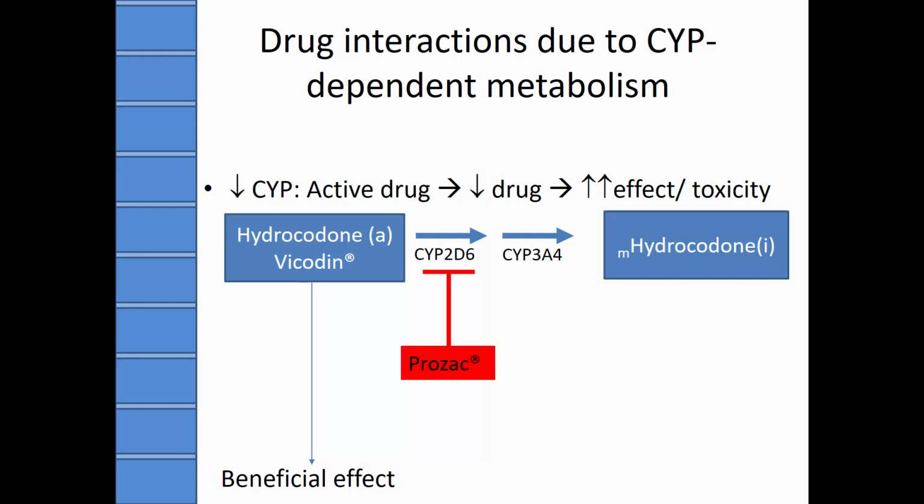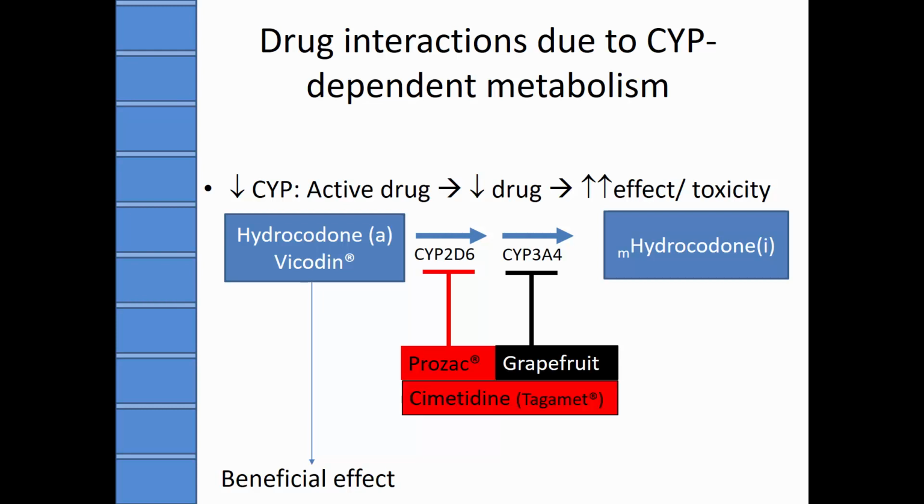If you used a drug like Prozac that has the ability to inhibit 2D6, or even food like grapefruit juice that could inhibit CYP3A4, then of course what will happen is Vicodin, that is the active form, will persist because you are no longer able to metabolize it. And once it persists, it causes beneficial effect, but if that is excessive, it could lead to toxic effects.